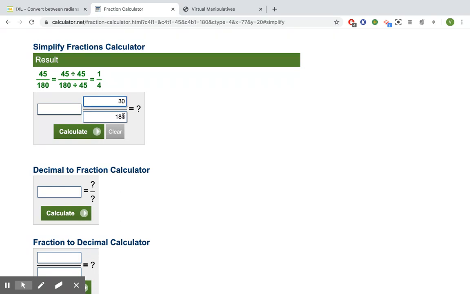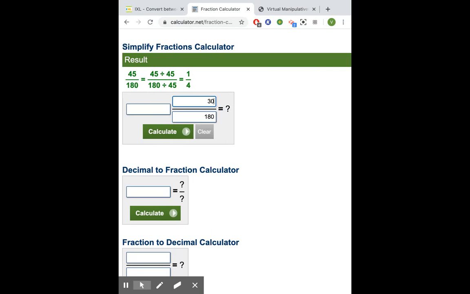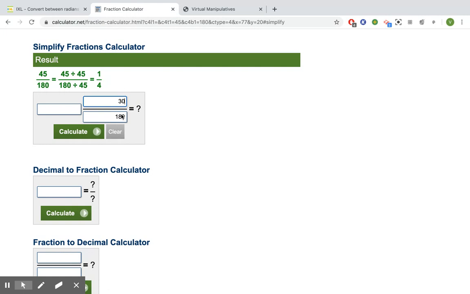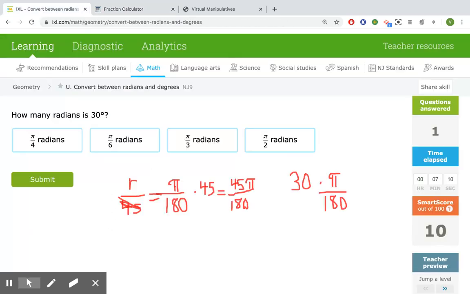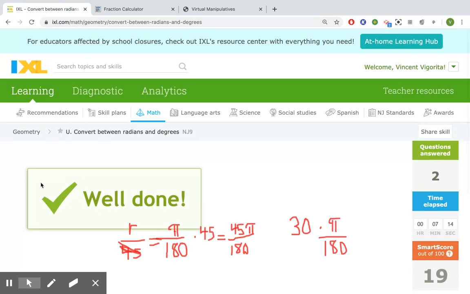30 over 180. 1 over 6, like I said. So that's going to be pi over 6. Okay?